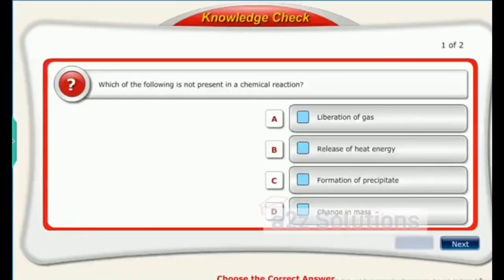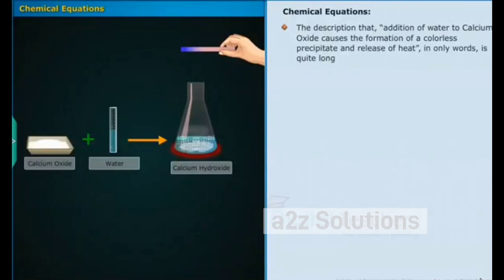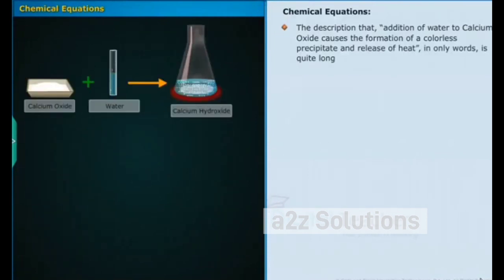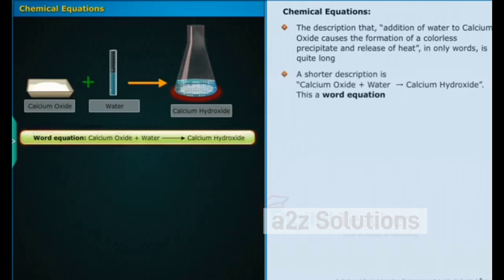Knowledge check. The description that addition of water to calcium oxide causes the formation of a colorless solution and release of heat, in only words, is quite long. A short description is calcium oxide plus water gives calcium hydroxide. This is a word equation.